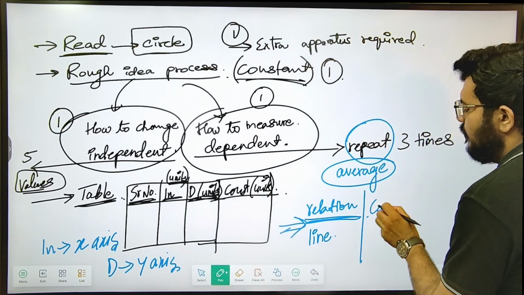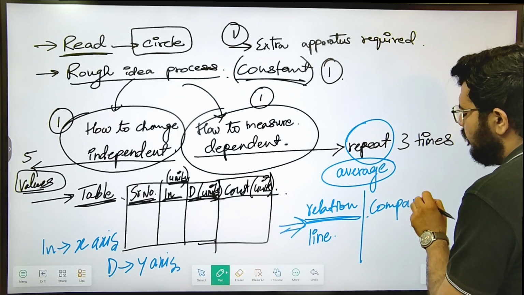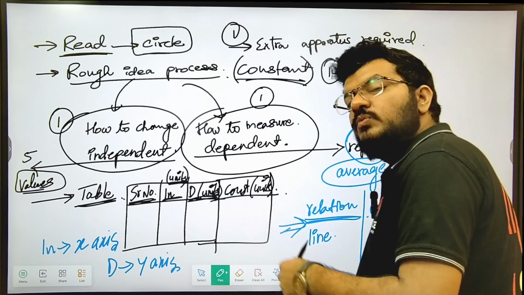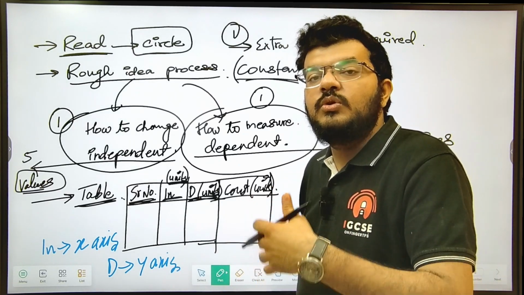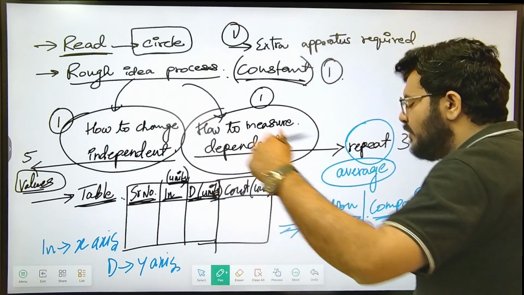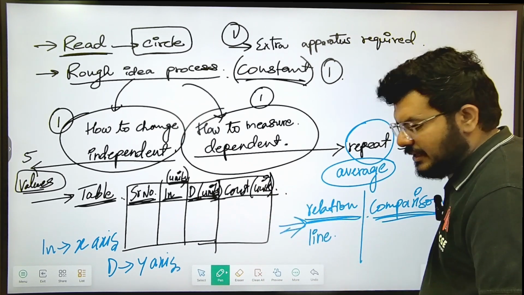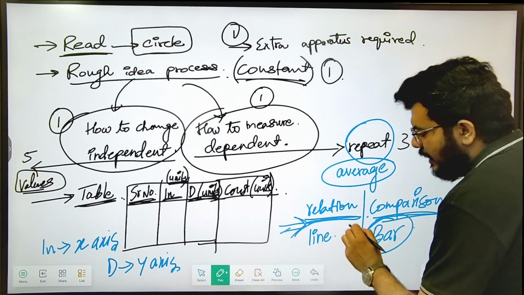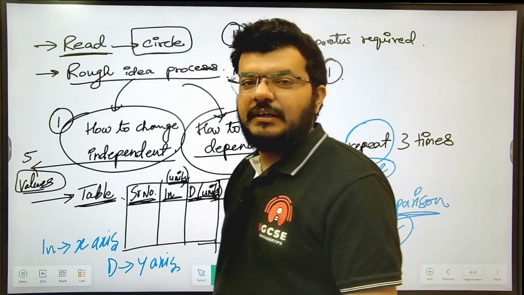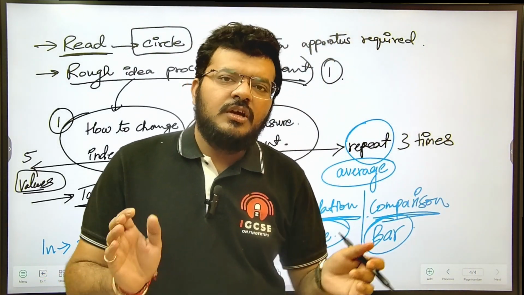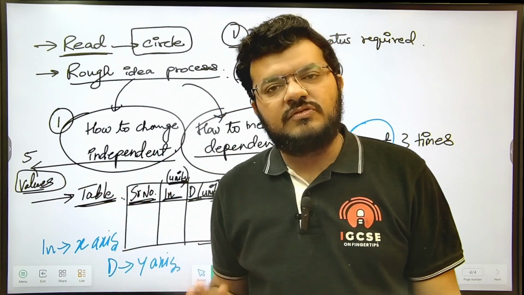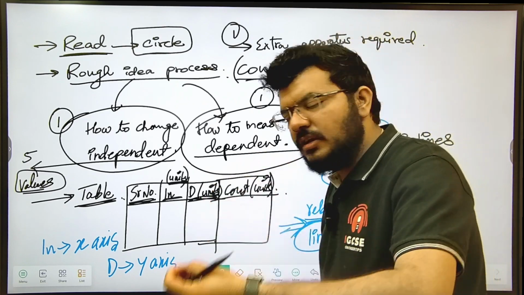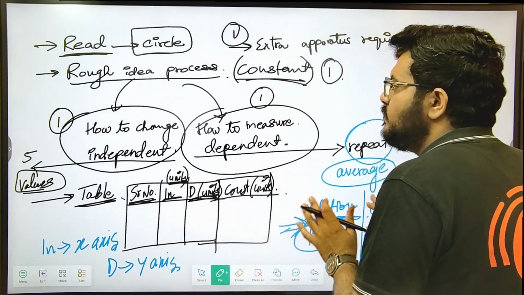But if it is a comparison, such as which conducts electricity more, or which conducts heat more, or who loses heat faster, or which is a better radiator, then in that case you draw a bar graph, right? And then conclude from the bar graph. Because they are discrete values, draw a bar graph. If they are continuous values, draw a line graph. A line graph tells you the relationship, a bar graph will tell you the comparison. I hope this much is clear.